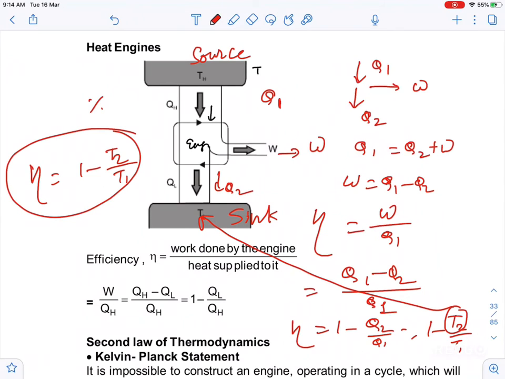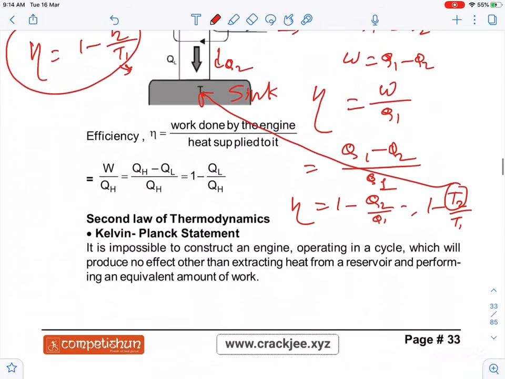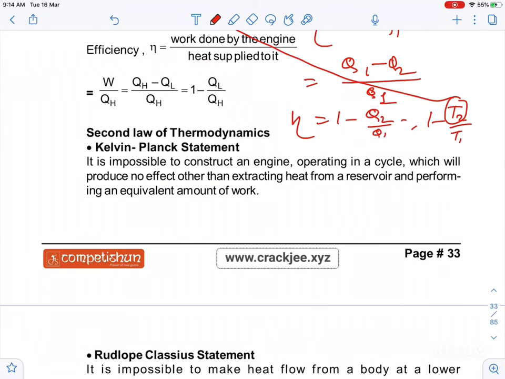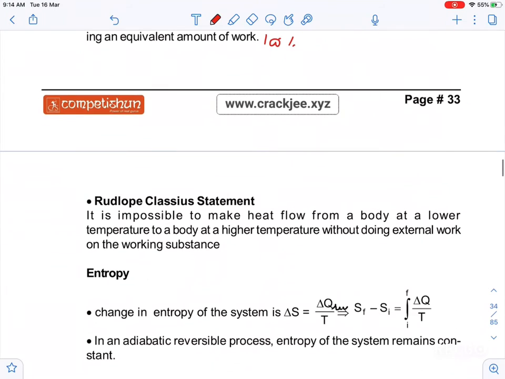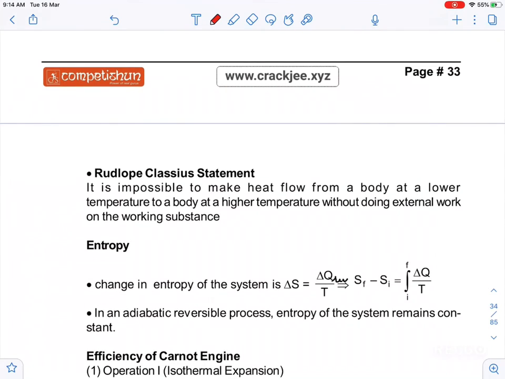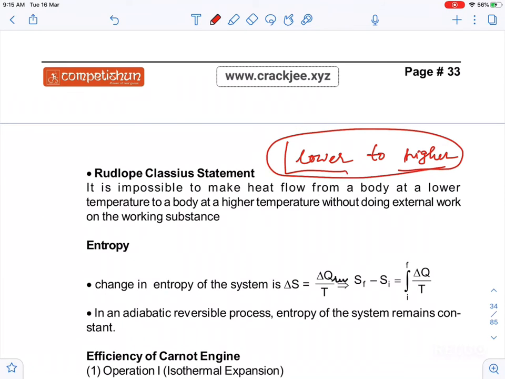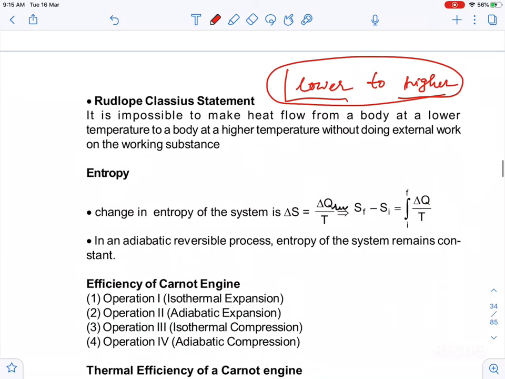Efficiency cannot be 100%. This is from the second law of thermodynamics, because T2, the sink temperature, is always less than T1, the higher temperature. Temperature you should write in Kelvin, guys. The Kelvin-Planck statement says that a 100% efficient engine is not possible. And the Clausius statement says that if heat has to flow from lower to higher temperature, like we do in a refrigerator, we have to do some external work. It is not possible for heat to transfer from lower to higher region unless you do external work on the system.